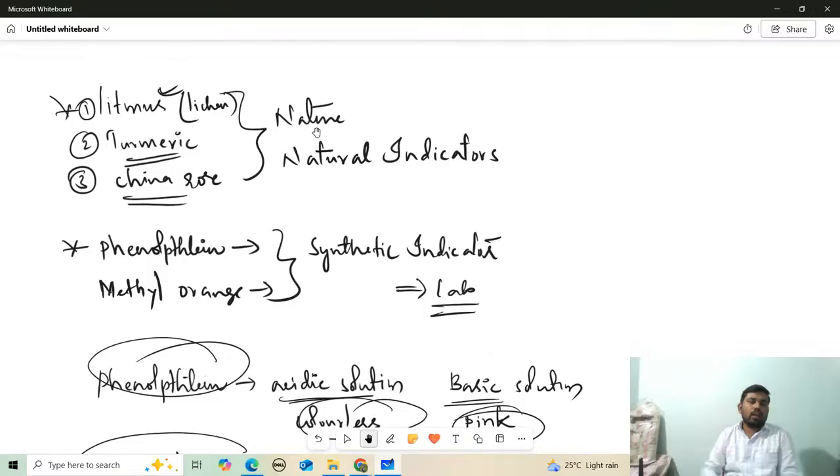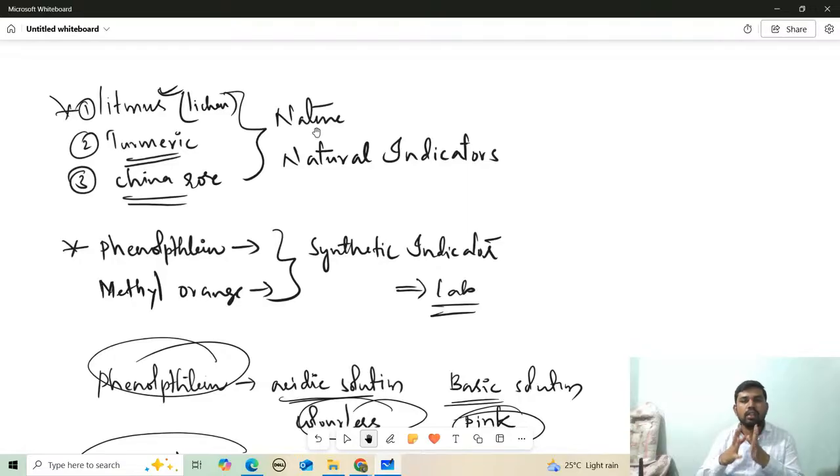As they are obtained from nature, we can call them natural. You can classify them as natural indicators. Similarly, phenolphthalein indicator and methyl orange indicator are prepared in the laboratory. That's why these are called synthetic indicators. Synthetic means prepared, artificial, man-made. They are not exactly man-made; they take some chemicals and prepare them. That is called synthetic.